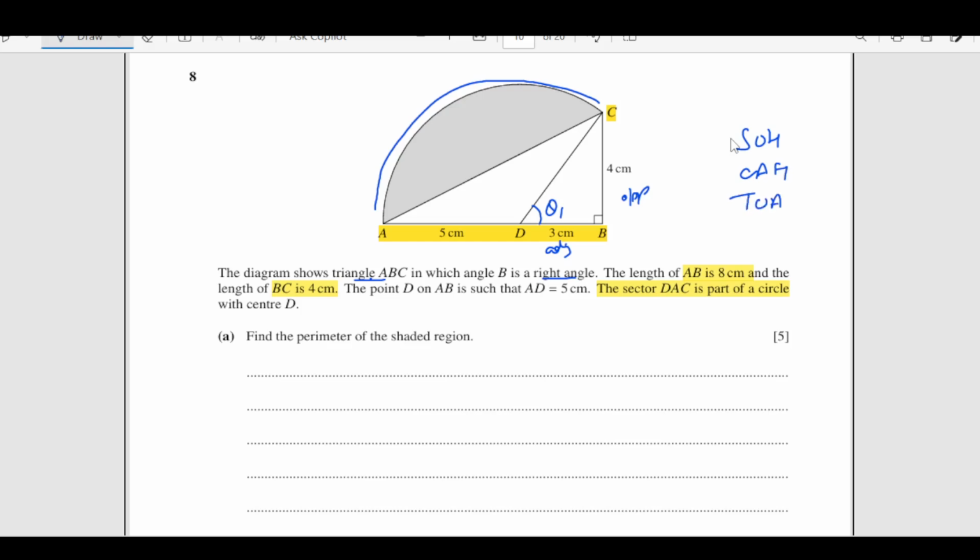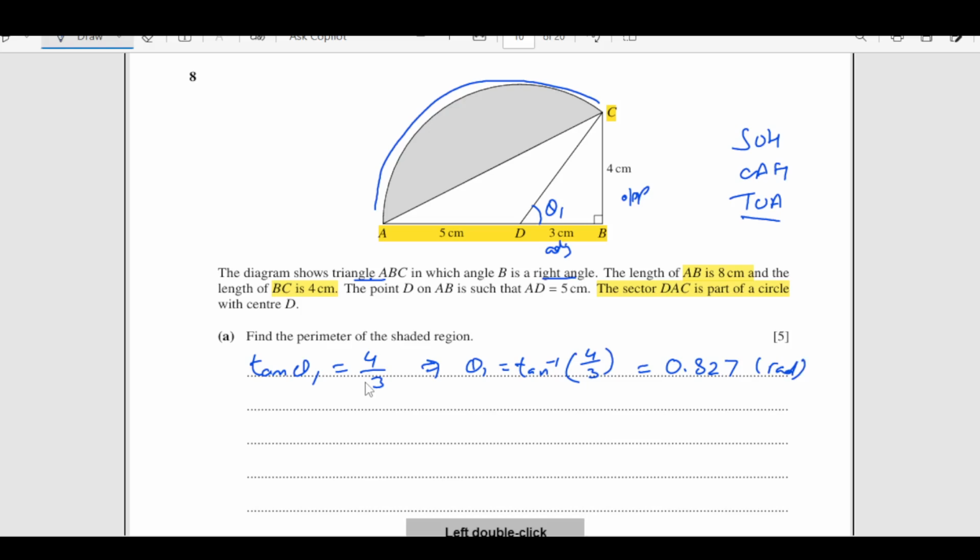For that I am going to take tan theta 1, which is going to be opposite over adjacent. Opposite is 4 and adjacent is 3. So theta 1 is going to be tan inverse of 4 over 3. Just plug in the values in the calculator, then you are going to get 0.9273. Remember that this angle is in radians.